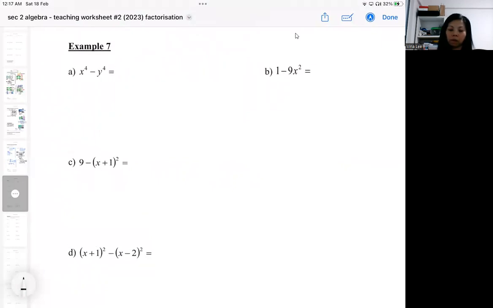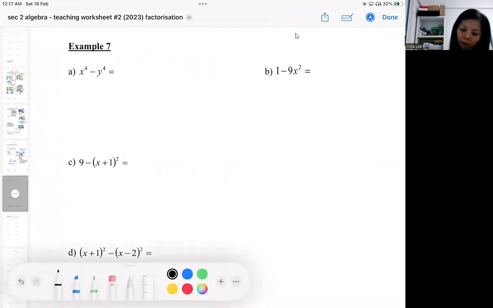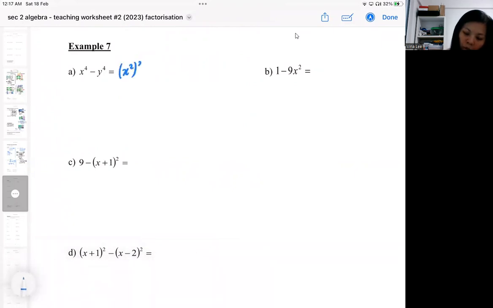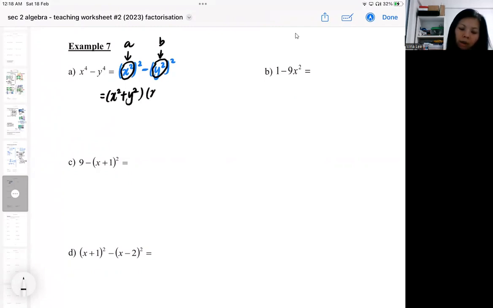So in example 7, things get slightly more challenging. For example, you will see an x to the power 4. When you see an x to the power 4, it's actually x squared, squared. And it's y squared, squared. So your job is to realize that this is your A, and this is your B. So it will be A squared minus B squared. Return it to the formula. So x squared, A plus B, and then A minus B.